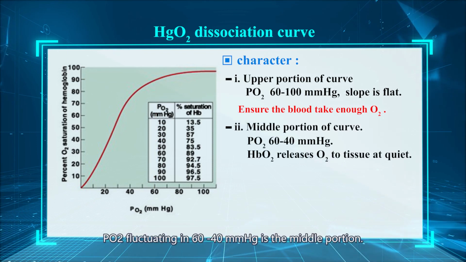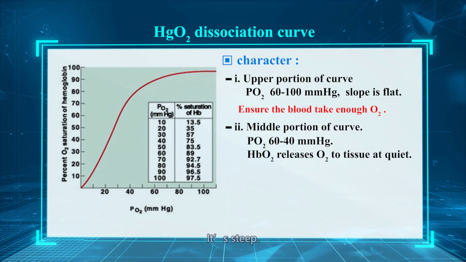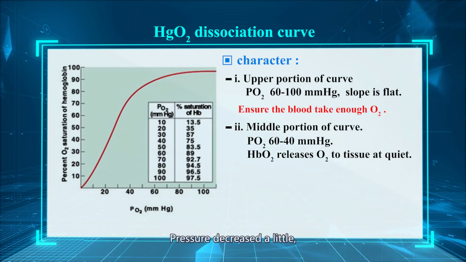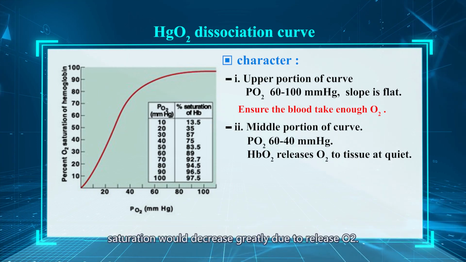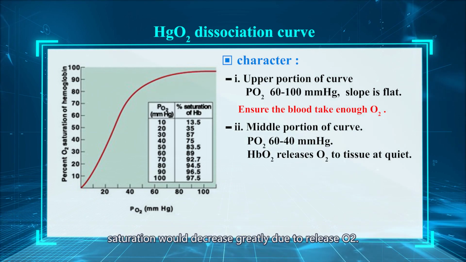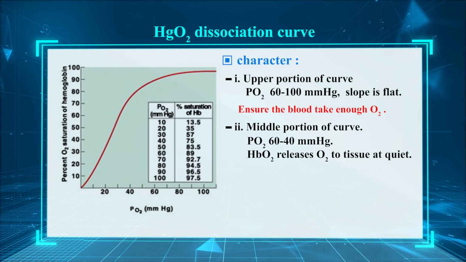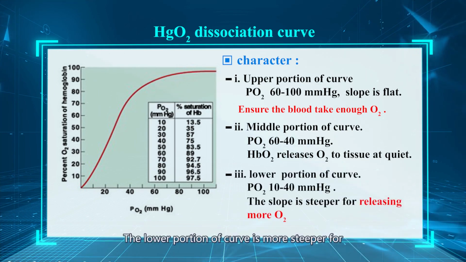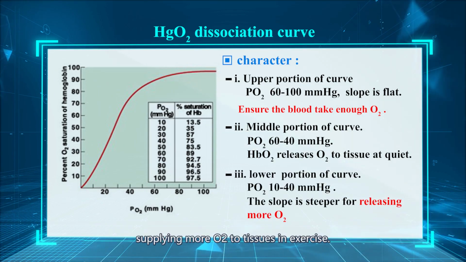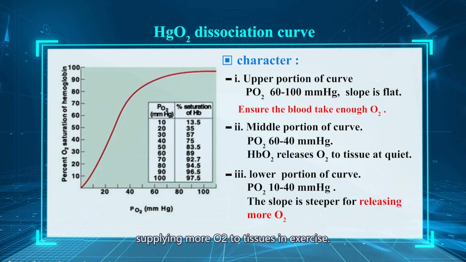Partial pressure of oxygen fluctuating between 60 and 40 mmHg is the middle portion. It's steep. When pressure decreases a little, saturation decreases greatly to release oxygen. It takes place in the tissue at rest. The low portion of the curve is even steeper for supplying more oxygen to tissue in exercise.